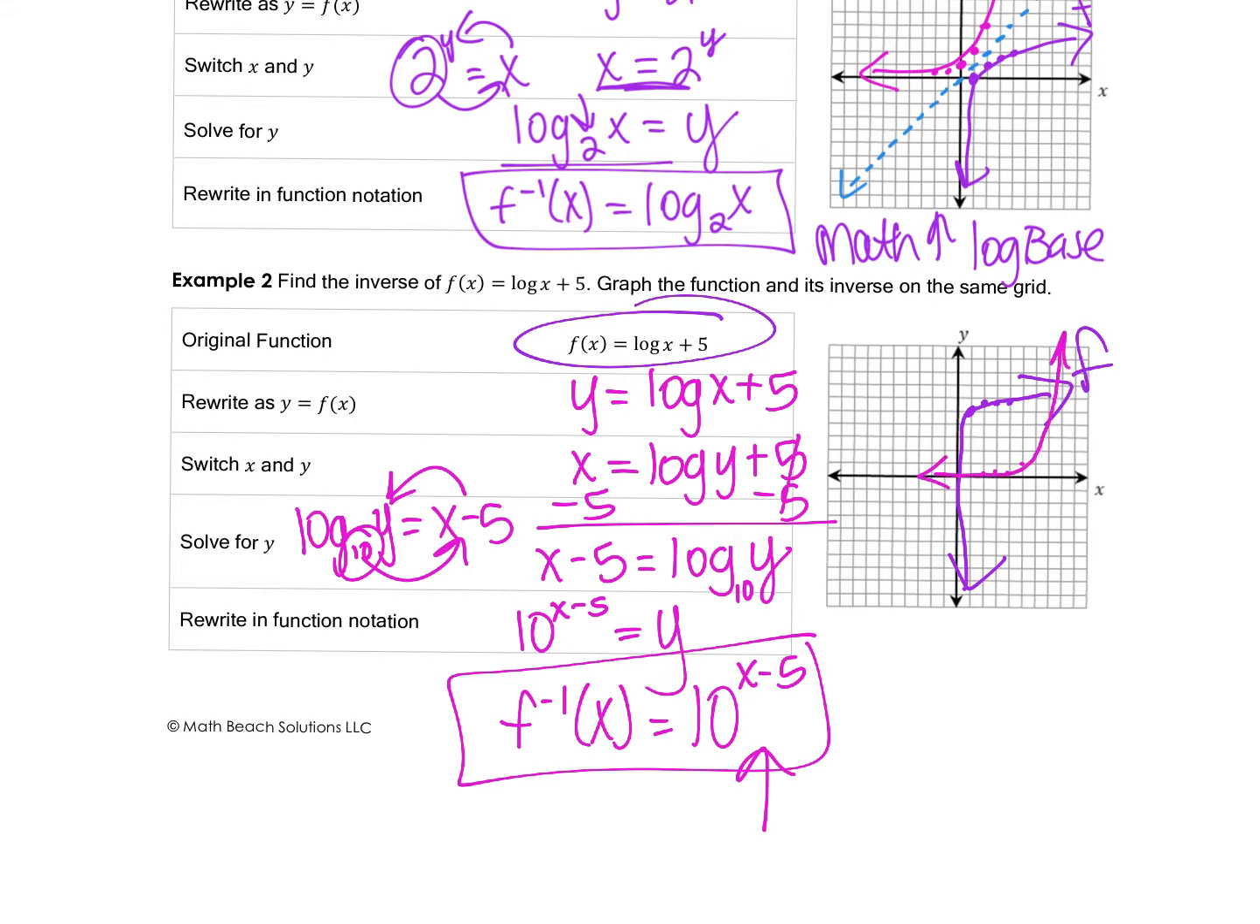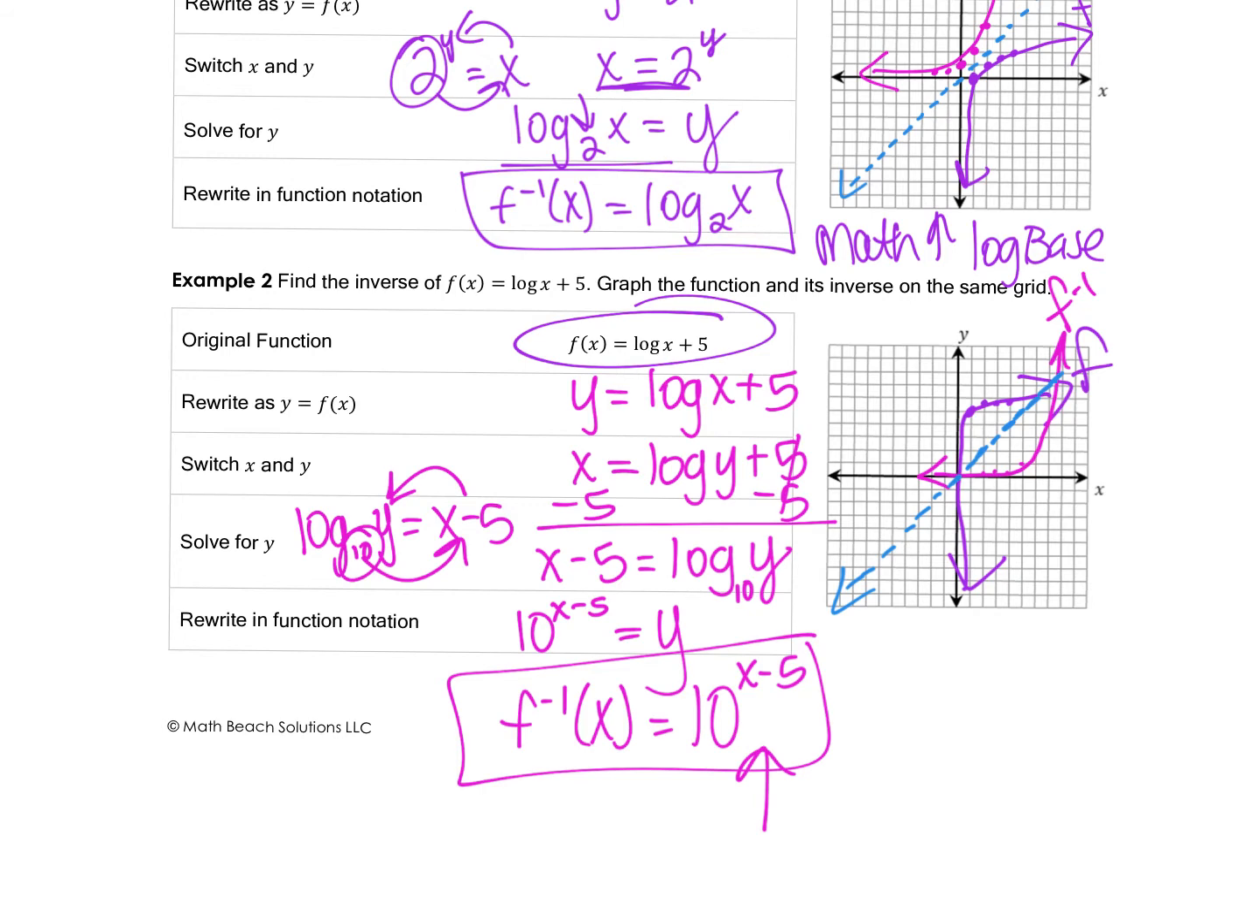And remember, your exponential graph will be approaching the horizontal asymptote, which is the x-axis in this case. So you can draw out, if you want, your y equals x line. And notice that it is a reflection over that line. It's the same image on both sides there.